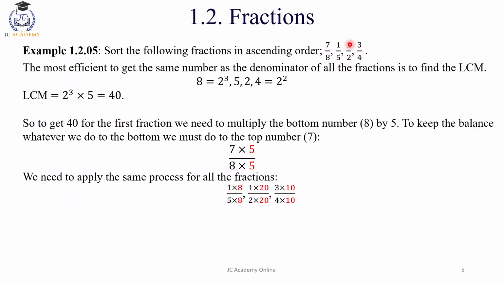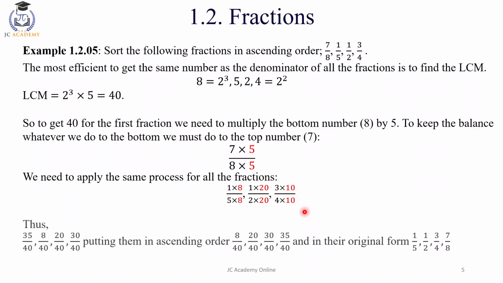For the third fraction, we have 1 over 2. This needs to be a 40. How do we turn the 2 into a 40? We need to multiply the 2 by 20. Whatever we do to the denominator, we must do to the numerator. So we have 1 times 20, 2 times 20. And finally, for the fourth fraction, we have 4 on the denominator. In order to turn this into a 40, we do 4 times 10. Whatever we do at the denominator, we must do to the numerator. So that's 3 times 10 on the numerator. What are we left with? We get 35 over 40, 8 over 40, 20 over 40, 30 over 40.